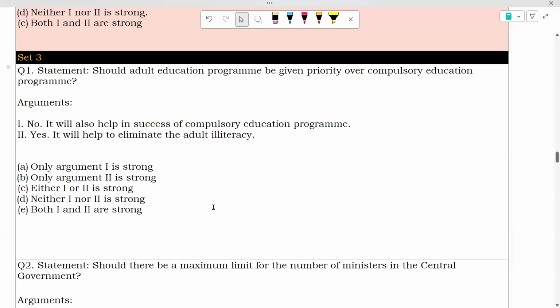So tell me, is the first argument a strong argument or a weak argument? It is a weak argument. Is the second argument a strong argument? It is a strong argument, because if we go on with adult education program, what will happen? It will help eliminate the adult illiteracy.